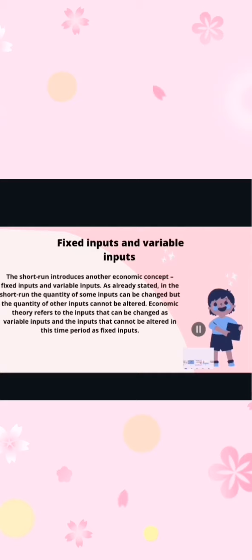Fixed inputs and variable inputs. The short run introduces another economic concept: fixed inputs and variable inputs. As already stated, in the short run, the quantity of some inputs can be changed, but the quantity of other inputs cannot be altered. Economic theory refers to the inputs that can be changed as variable inputs, and the inputs that cannot be altered in this time period as fixed inputs.